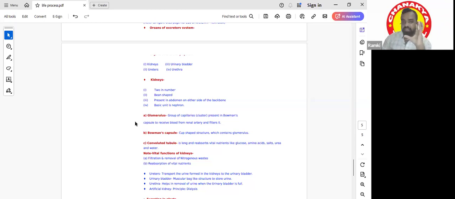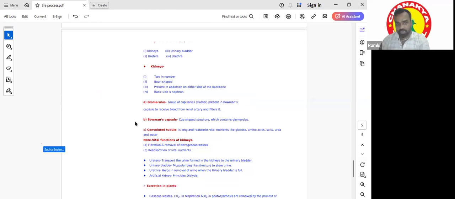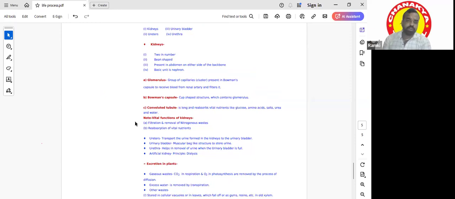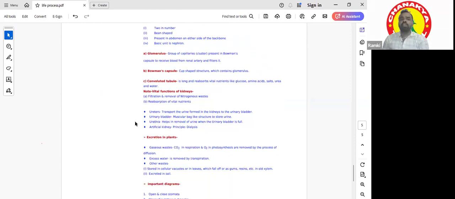The glomerulus is a cup-shaped structure where the glomeruli are present, which receives the blood from the renal artery. Then the Bowman capsule contains the glomerulus, so filtration takes place there. Then we have the proximal convoluted tubule and distal convoluted tubule, which are responsible for the reabsorption of glucose, amino acids, salt, urea, and water. Why is reabsorption needed? To retain the water, the maximum water capacity. Then we have the ureter, which transports the urine, and the urinary bladder, a bag-like structure which stores the urine.